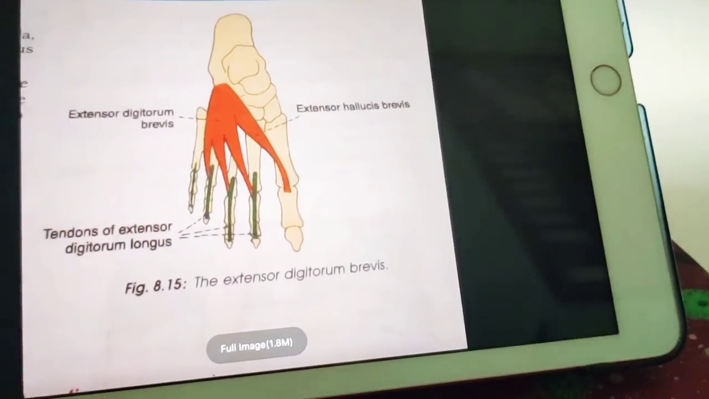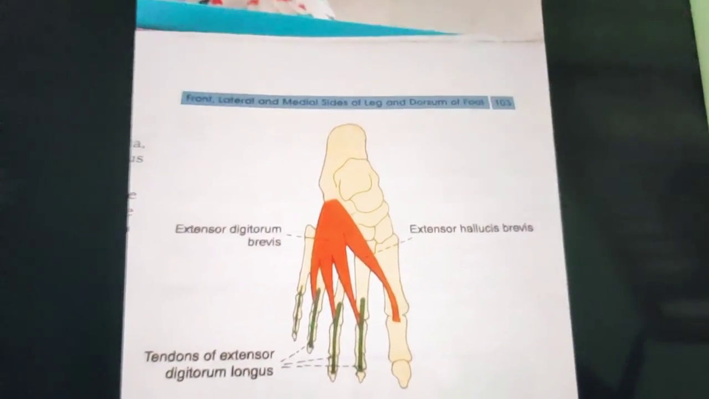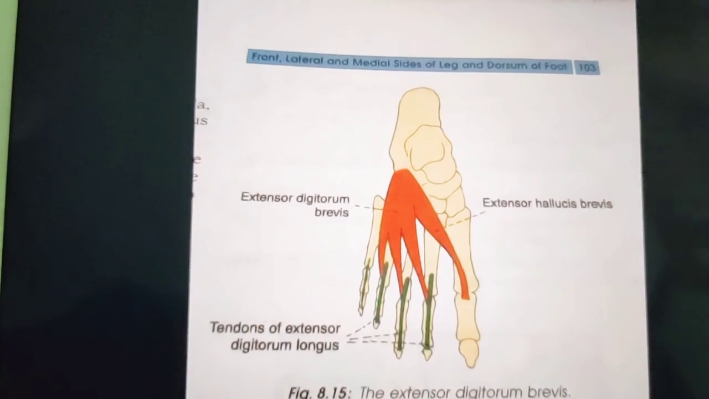So this is about our extensor digitorum brevis. In the next part we'll start a new topic.